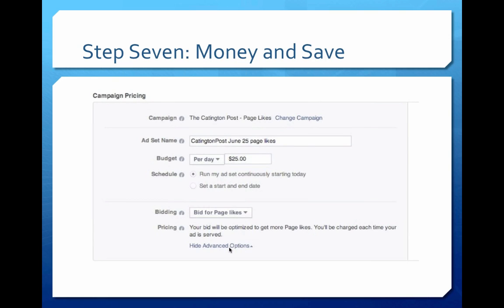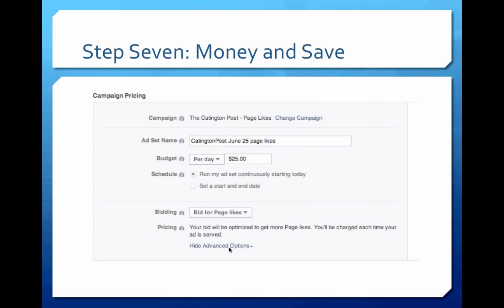Then we deal with money. I told you, I give the ad a name. I created it today: Cannington Post, June 25th, page likes. I'm going to run this at $25 a day. I'm not worried about Facebook picking up my ads. Facebook loves my money. So we are up to $25 a day. My ad is already running. I see I'm getting new likes.